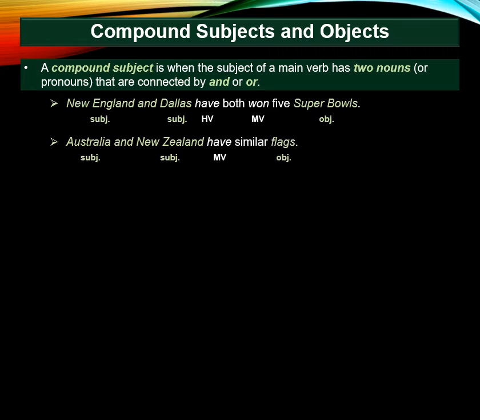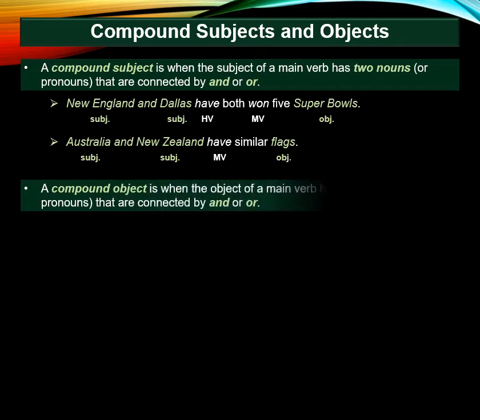Australia and New Zealand have similar flags. Again, 2 countries, Australia and New Zealand, make 1 compound subject. A compound object is when the object of the main verb has 2 nouns or pronouns that are again connected by and or.